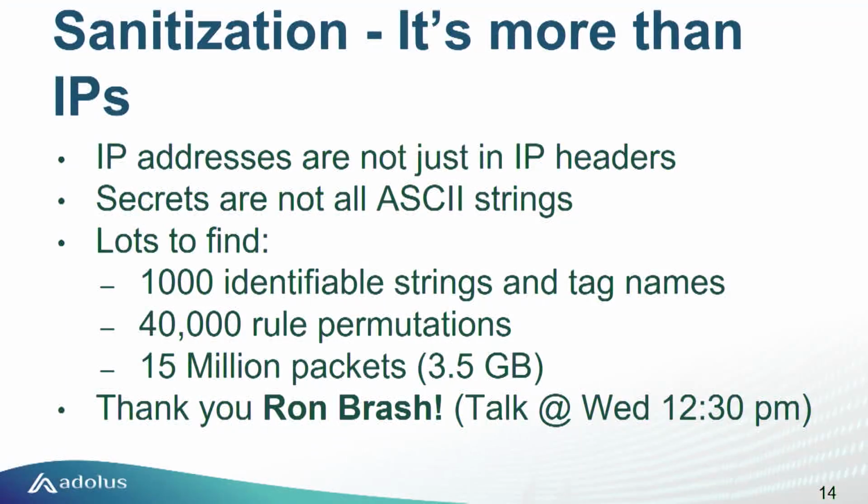And again, we wanted to find all that. And there's a lot to find. In those PCAPs, that 15 million PCAPs, we found over 1,000 identifiable strings and tag names. We ended up with 40,000 rule permutations to try and clean up the whole works, over 15 million packets. So we jokingly said this is a great way to keep your house warm in Canada.